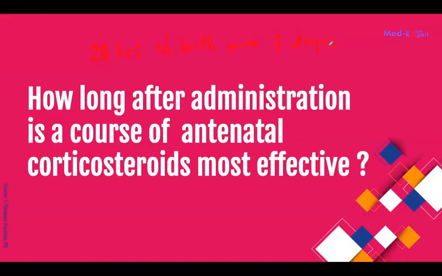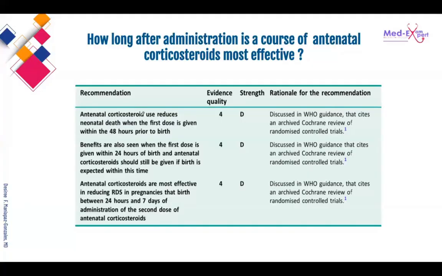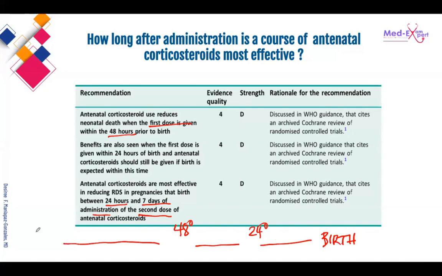Okay, so let's see what the guideline says. Antenatal corticosteroid reduces neonatal death when the first dose is given within 48 hours, but the second dose should be given between 24 hours and 7 days of administration. So what does this mean? Your patient went into labor. So this is your birth. This is 24 hours before birth. This is 48 hours before birth. And this is 7 days.